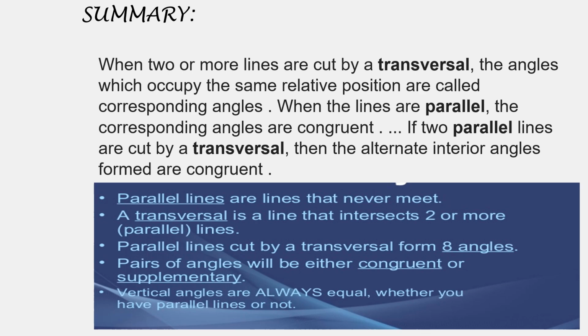Parallel lines are lines that never meet. A transversal is a line that intersects two or more parallel lines. Parallel lines cut by a transversal form 8 angles. Pairs of angles will be either congruent or supplementary. Vertical angles are always equal whether you have parallel lines or not.